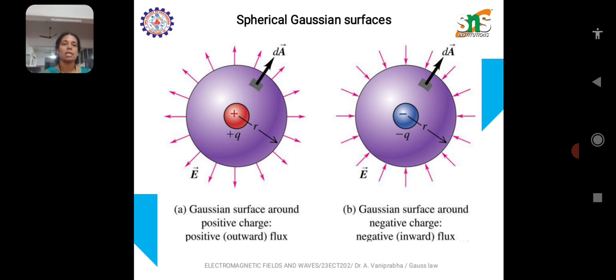Spherical Gaussian surfaces. See here, the two surfaces are shown. Picture A shows the Gaussian surface around a positive charge that exerts outward flux. The positive charge is at the center, and that charge exerts outward flux, and the Gaussian surface is spherical in nature with radius r. Whereas picture B depicts the Gaussian surface around a negative charge. In that situation, the flux always points inwards, and the Gaussian surface is shrunk. So these are the two Gaussian surfaces for positive and negative charges respectively.